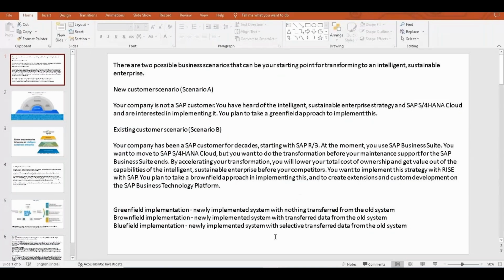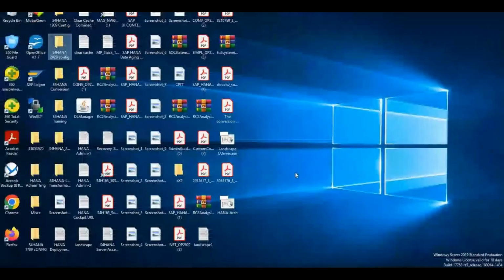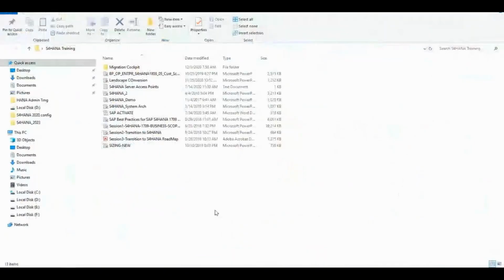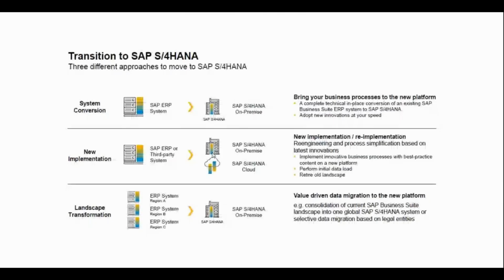So you already know about it, right? Suppose we are speaking about something like S/4HANA. You have multiple transition options there, transition scenarios, like these three transition scenarios. The third one is what they call Bluefield, selective data transition. The SDT scenario is nothing but this, on the landscape transformation.